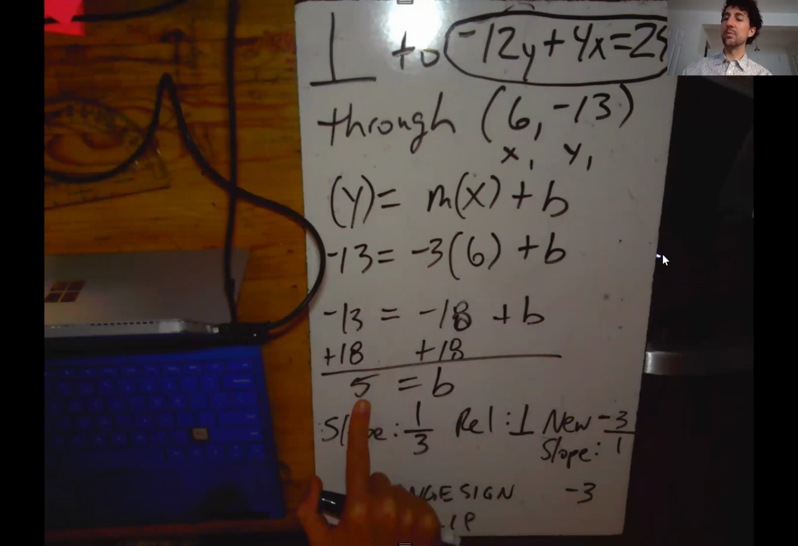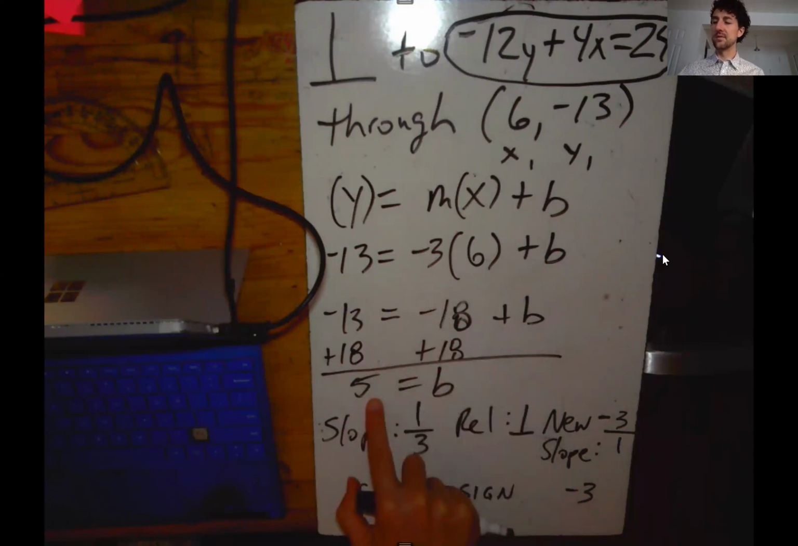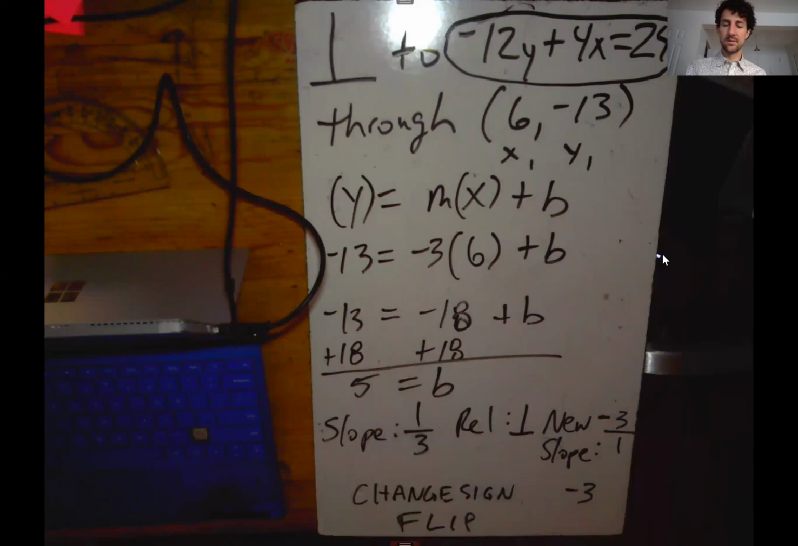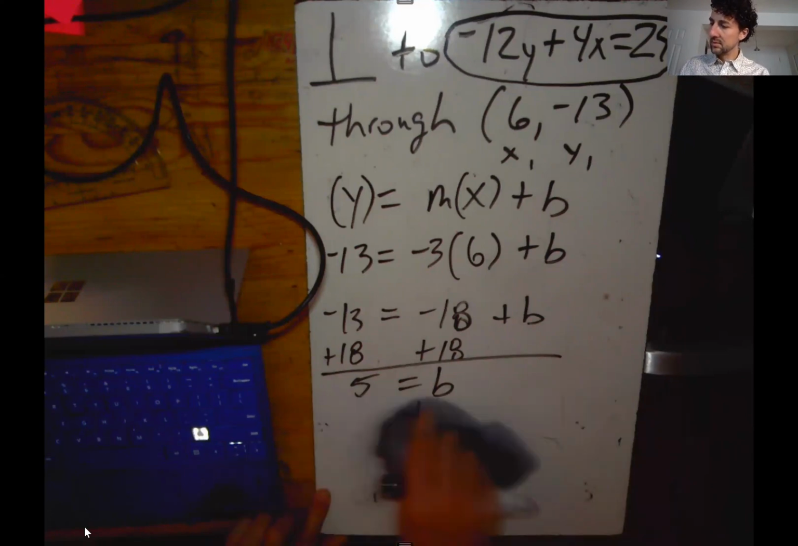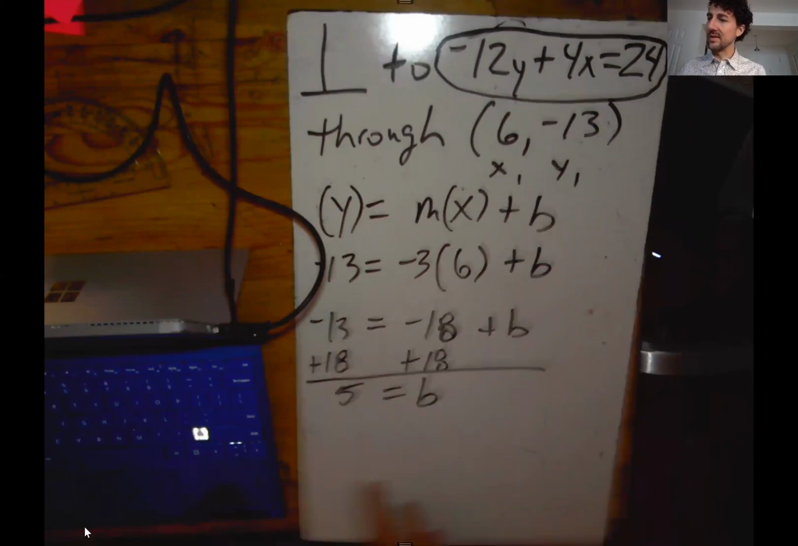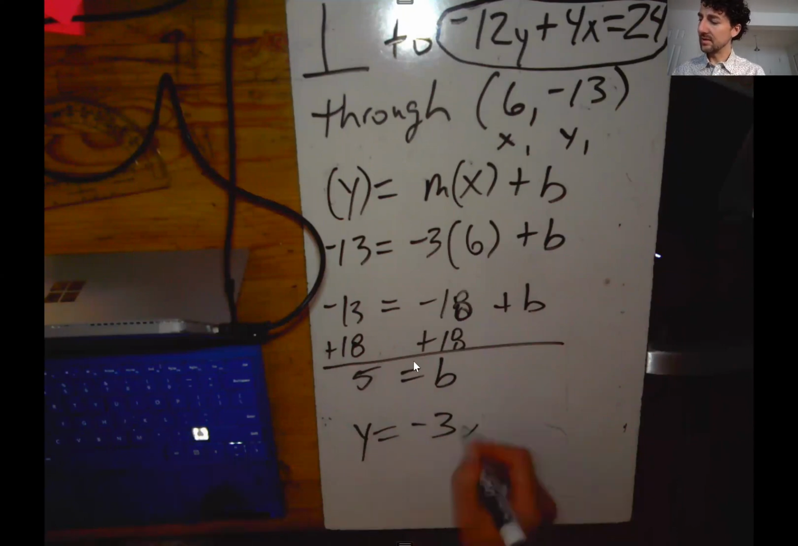So I have my new slope of negative 3, my new y-intercept of 5. So now I can say y equals negative 3x plus 5.